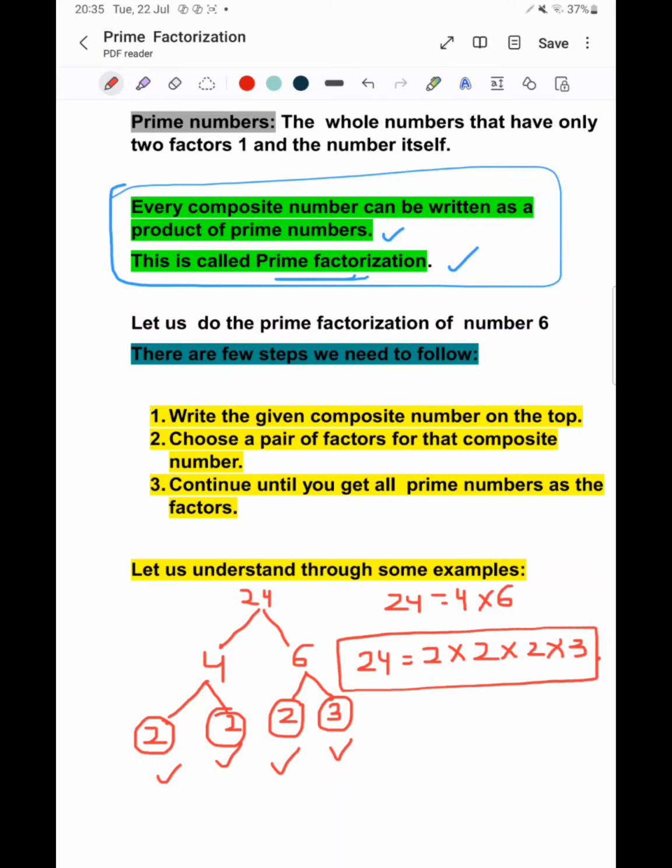Every number can be written as a product of its prime factors. Even if you start 24 with 4 times 6 or 2 times 12, you get a unique product of prime numbers for each number. Prime factorization is a very useful process. It is used in cryptography, error detection and other such processes.